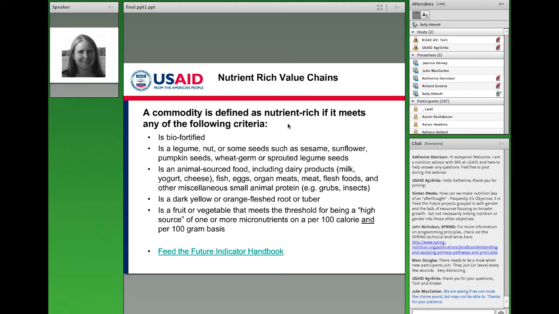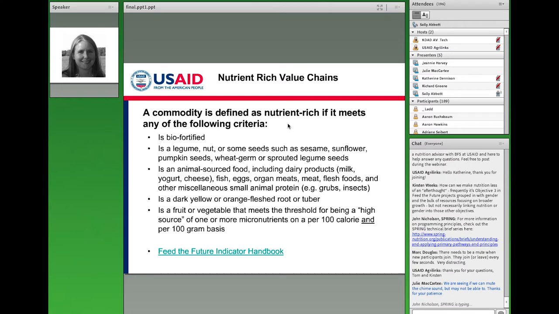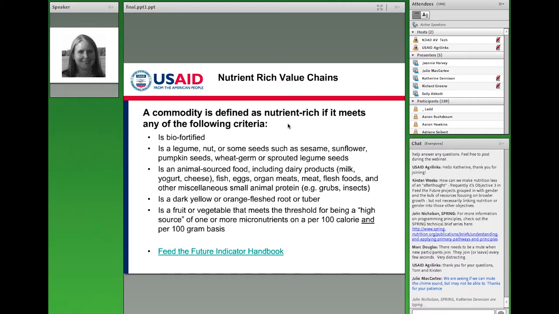what our M&E team did is actually went out and defined what we meant by a nutrient-rich value chain. And on the Feed the Future website, under progress, there is the Feed the Future Indicator Handbook. And this has the definition of the three new indicators that Rich was going to discuss further. But we've defined a nutrient-rich value chain as follows: a commodity is defined as nutrient-rich if it meets any of the following criteria.